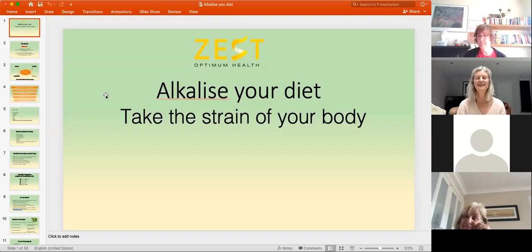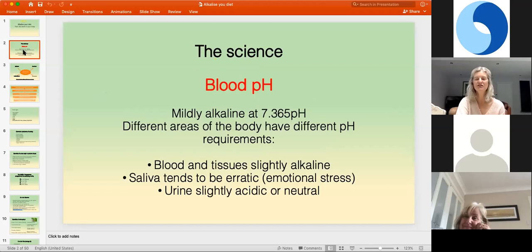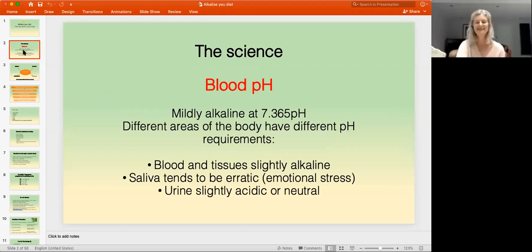Okay. Yes, so today we're basically going to be talking about how to alkalise your diet. The main reason for that is we're trying to take the strain off our body. So really what I want to do first is just to explain briefly the science behind why we do this. Our blood pH is mildly alkaline. It sits at around a level of 7.365, but don't worry too much about that figure.